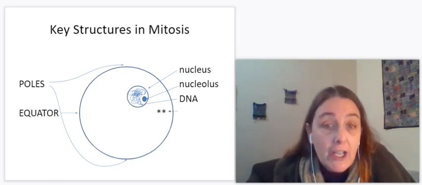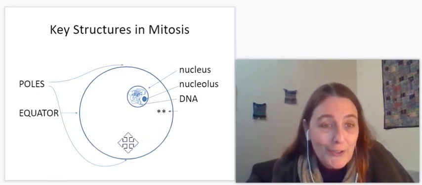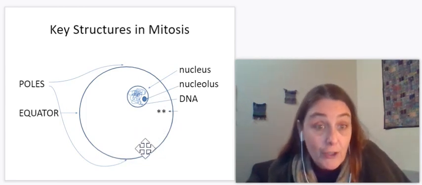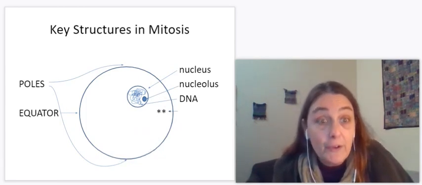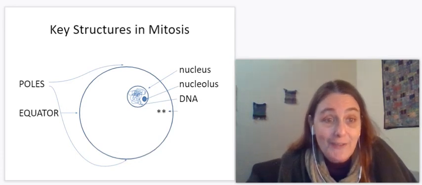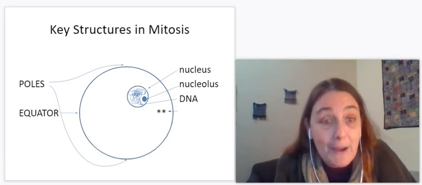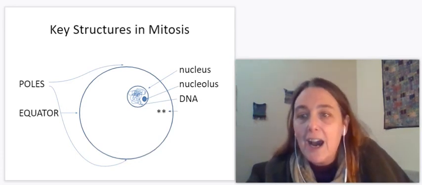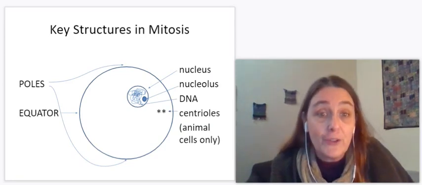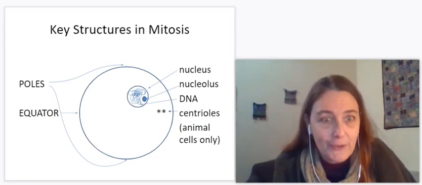These little star-shaped organelles are centrioles. Now, you may remember that centrioles are found only in animal cells, but they're important for cell division, for cell reproduction. And that's what we're talking about now. And so that's going to be important for us to keep track of. So we have the centrioles in animal cells only.